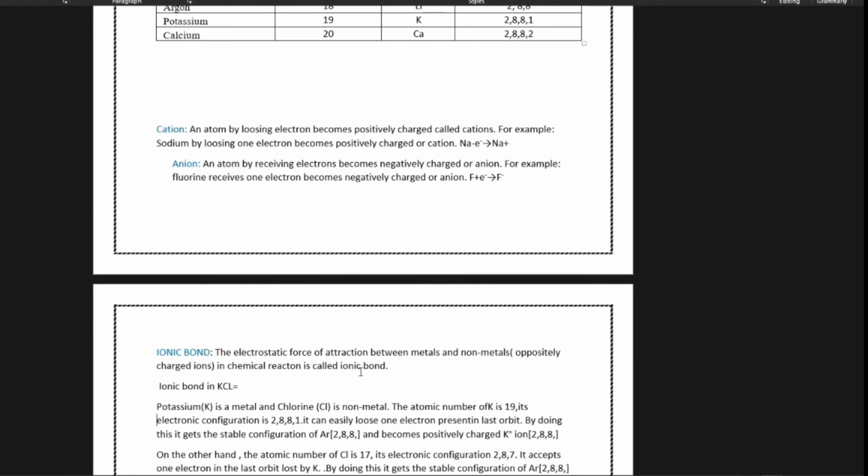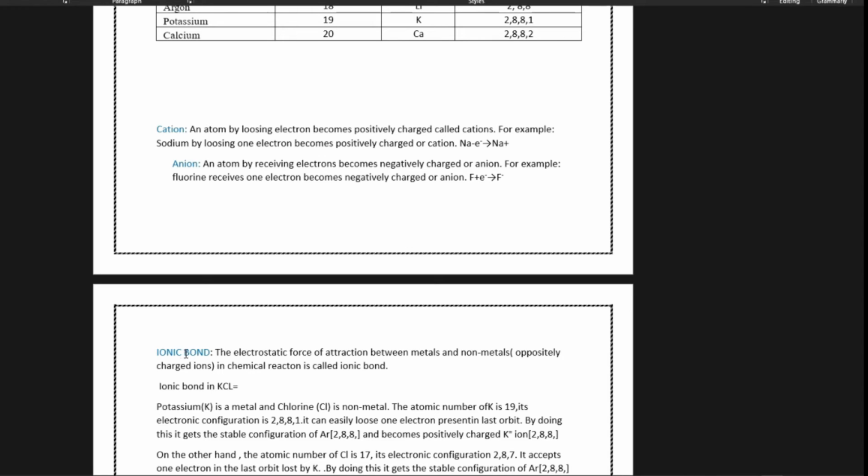Now we'll learn about the ionic bond, the bond between ions. These cations and anions form ionic bonds. Going through a chemical reaction, oppositely charged ions form bonds.